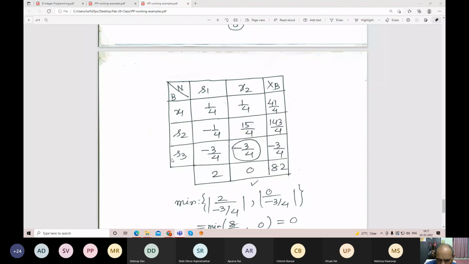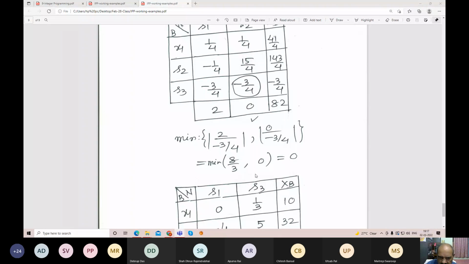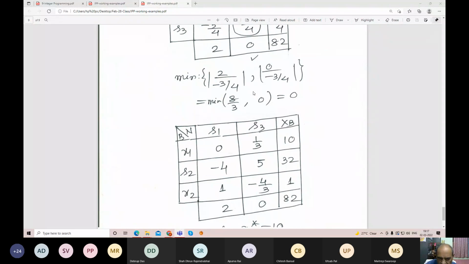Then which one will be the entering variable? You can see here 0 divided by the absolute value of minus 3/4, that is 0, and 2 divided by the absolute value of minus 3/4, that is something like 8/3. So 8/3 and 0. The minimum ratio is 0. This 0 is coming with respect to this key element, minus 3/4. So we apply the simplex procedure.